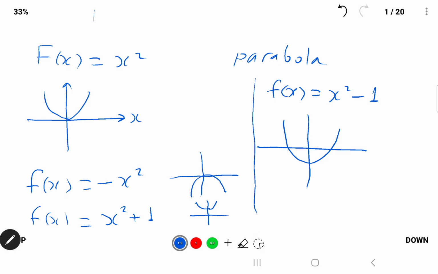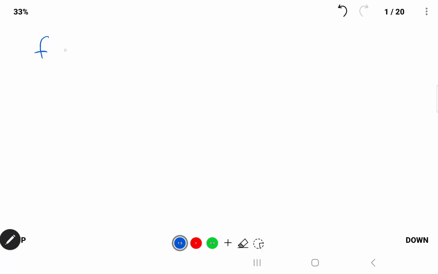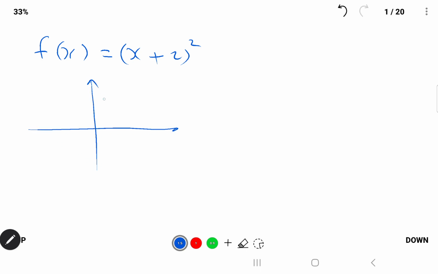Now, what about if you want to translate it to the right or left? What do you do? So for example, let's take this function. f(x) is equal to (x plus 2) squared. In this case, because of this plus, the function is going to be translated 2 units to the left. So let's see. So the function would seem like this. You have 2 units to the left, then you draw the function here.